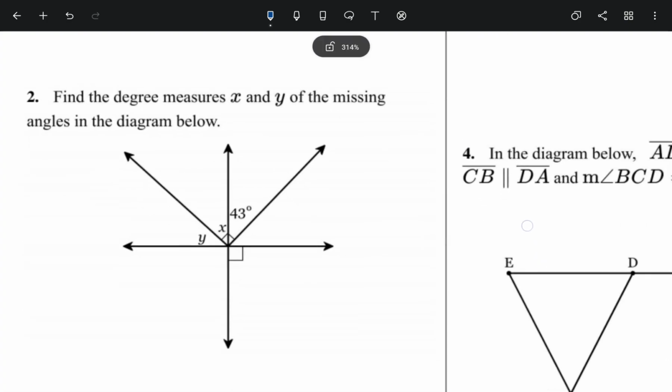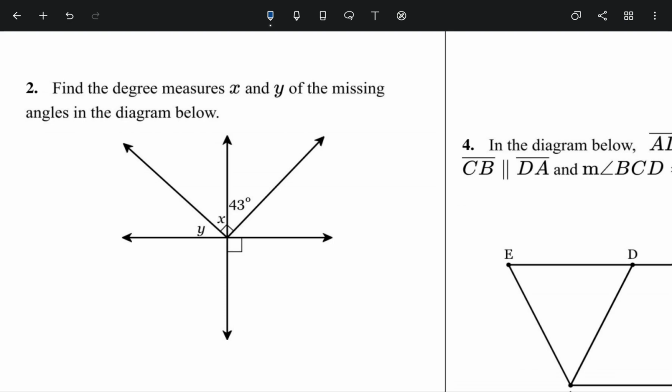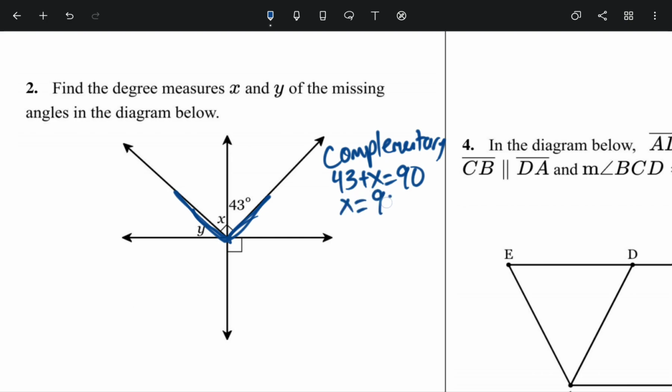Number 2, this is a more complex diagram. We want to find degree measures X and Y in the diagram below. So there's a few pieces here. First, I see that this right here is a right angle, which means they are complementary. So 43 plus X gives you 90 degrees. That is what complementary angles are. So to get X, we just do 90 minus 43, and that gives us 47 degrees. So X is equal to 47 degrees.